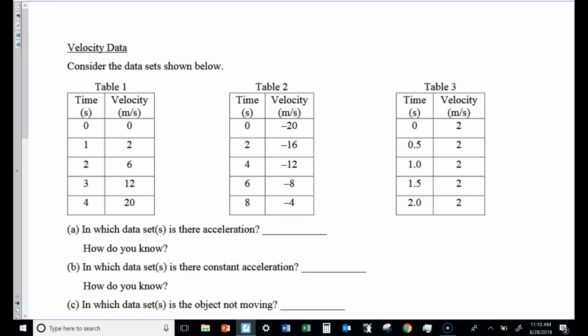Welcome to this video. We're on page 31 of our notes. We have three tables that show the different velocities of an object at different moments in time.